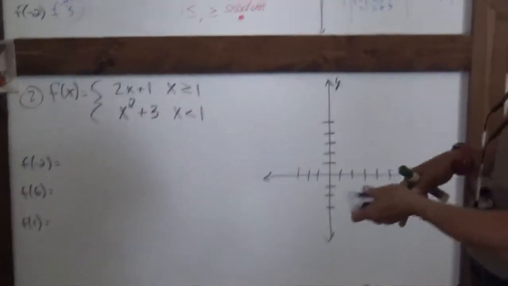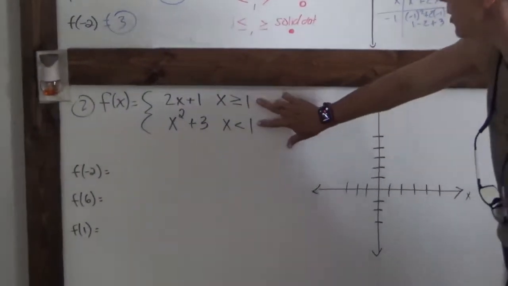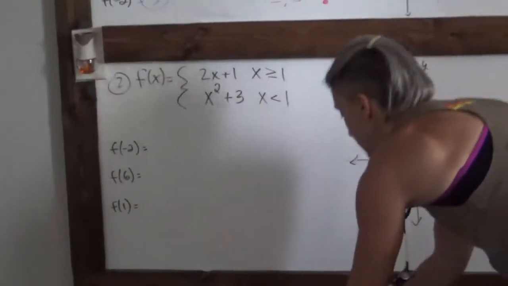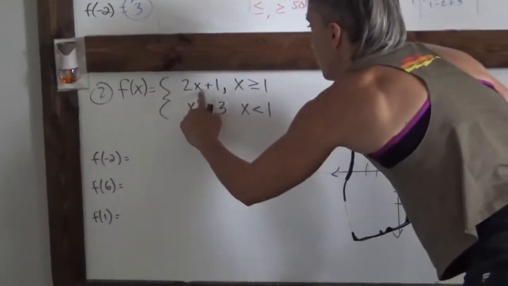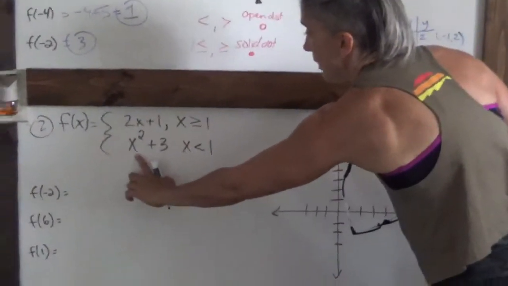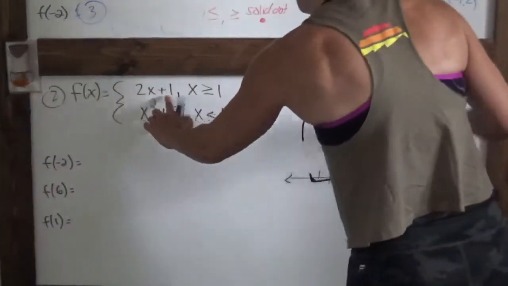Alright, now let's take a look at number 2 on that worksheet. Again, we're graphing these two functions here. One's a line, one's again a parabola. Here are the restrictions for these. So here I got 2x plus 1. All my x's are greater than or equal to 1. And this one, the restriction, less than 1. Alright, so let's do this one first.